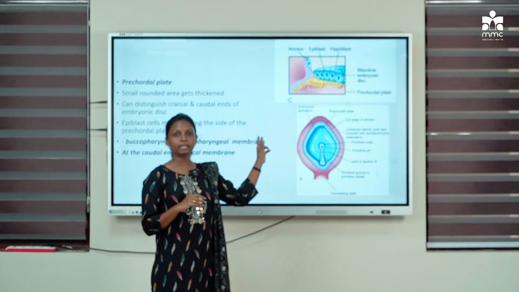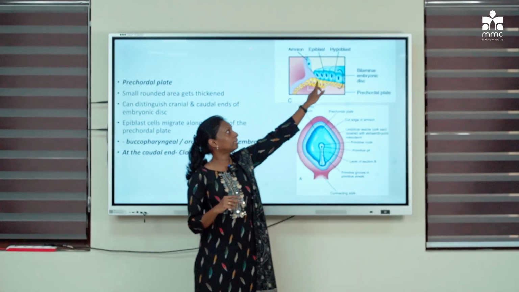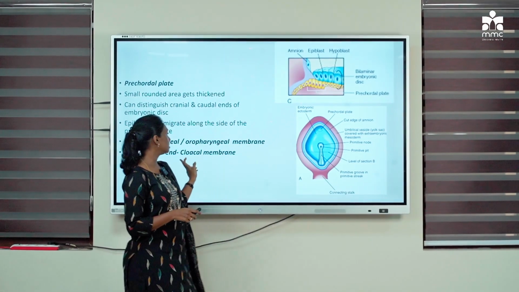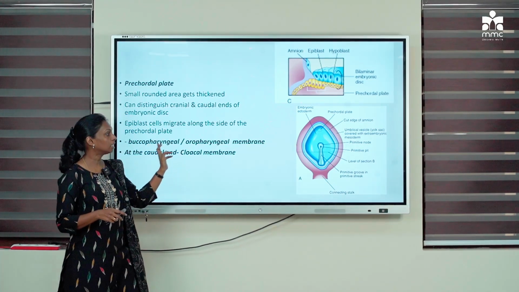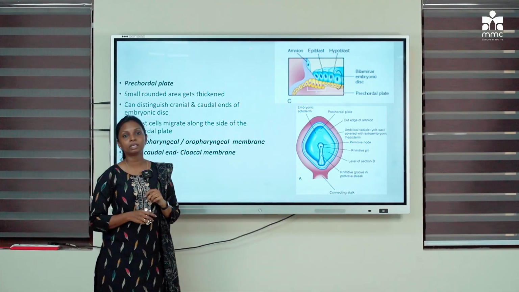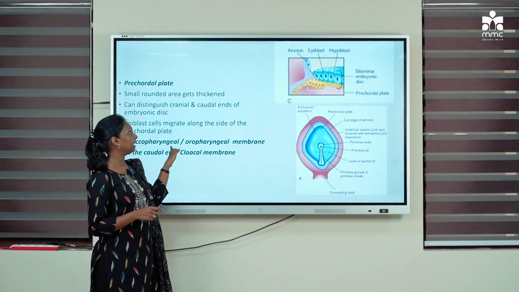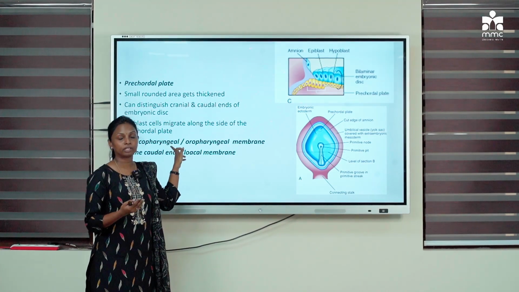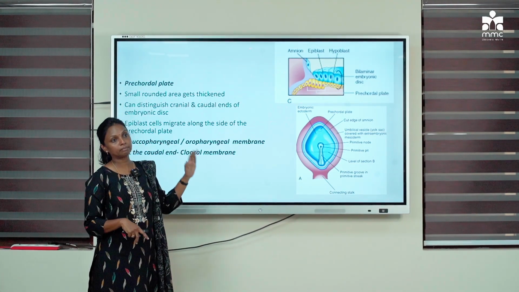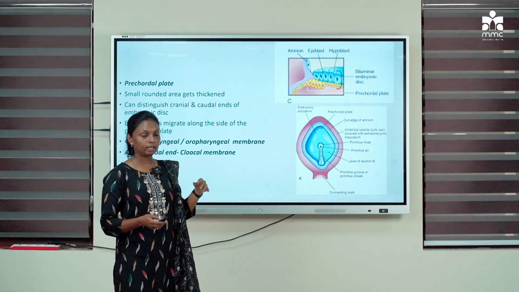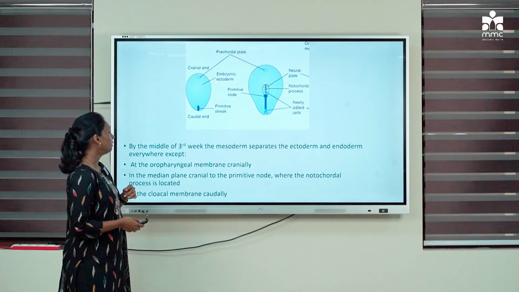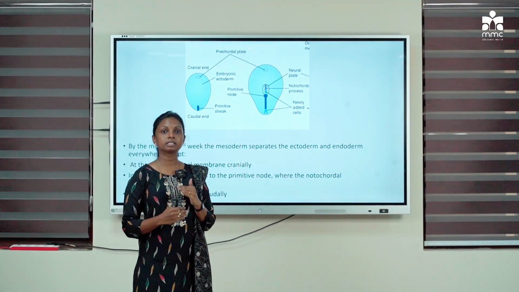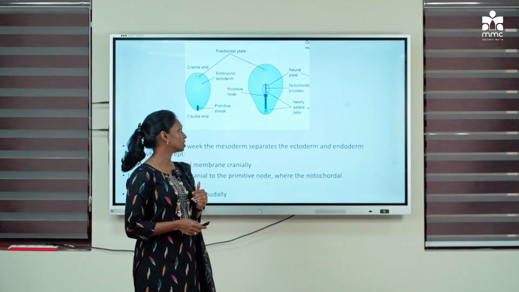One at the precaudal plate. The precaudal plate is a junction where the epiblast and the hypoblast are adherent to each other. And one more place is the cloacal membrane, which is seen at the caudal end of the embryonic disc. Okay. So, this precaudal plate is going to contribute to the future oropharyngeal or buccopharyngeal membrane. So, this buccopharyngeal membrane will give rise to the oral cavity. Okay. So, now we have learned how a bilaminar germ disc is converted into a trilaminar germ disc.